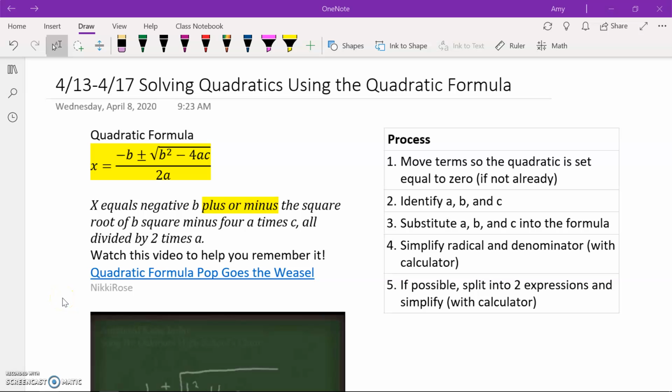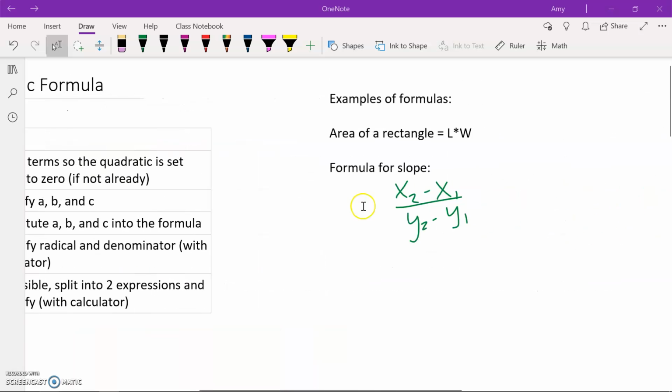In this video, we're going to learn another way to solve quadratics, this time using the quadratic formula. Now, I want to remind you guys what a formula is. A formula is any expression where you can substitute in values to calculate some result. Let's think about some examples of formulas that we're used to.